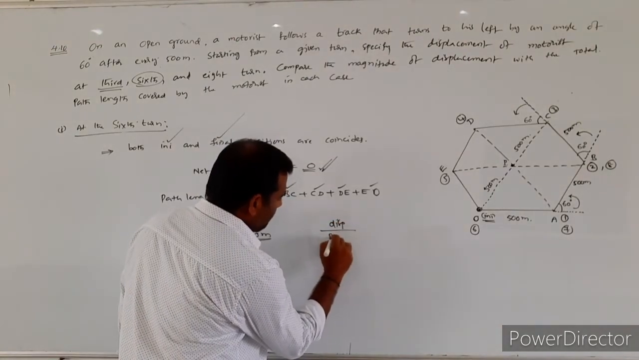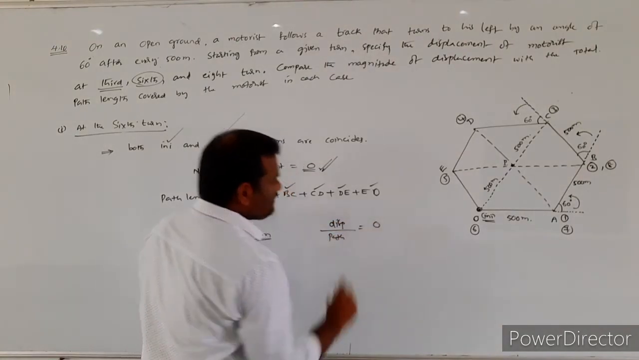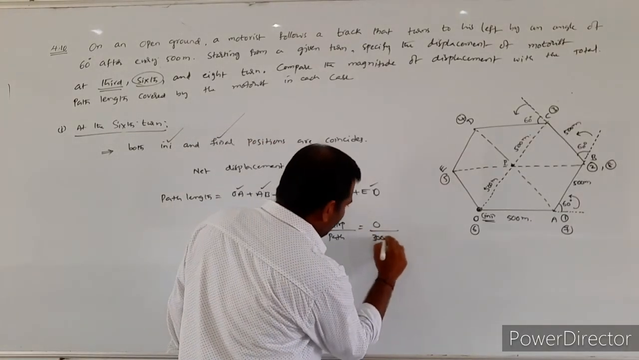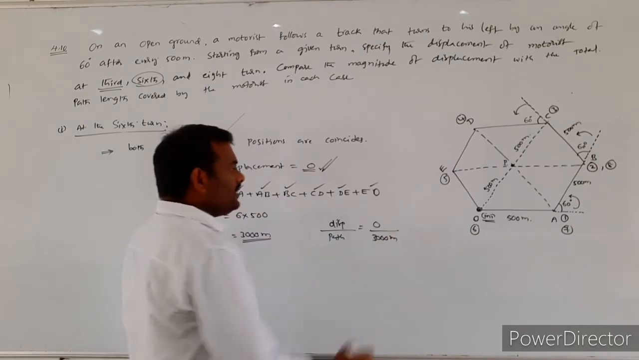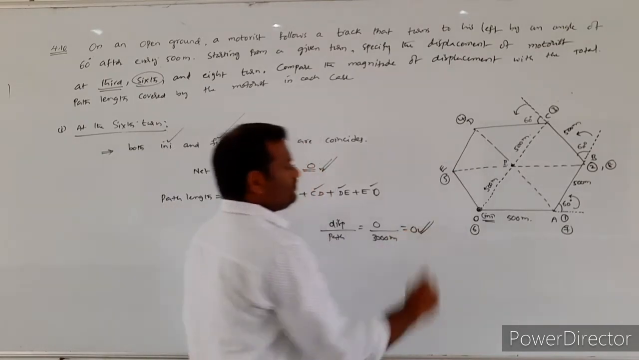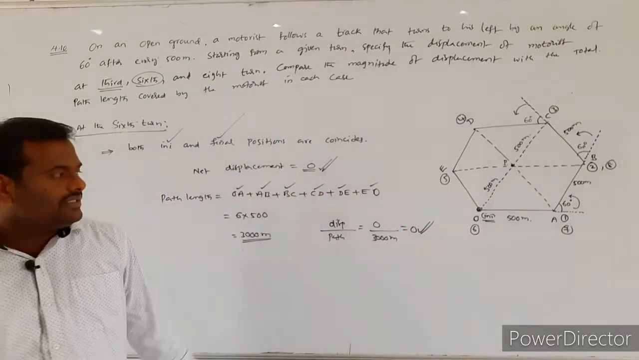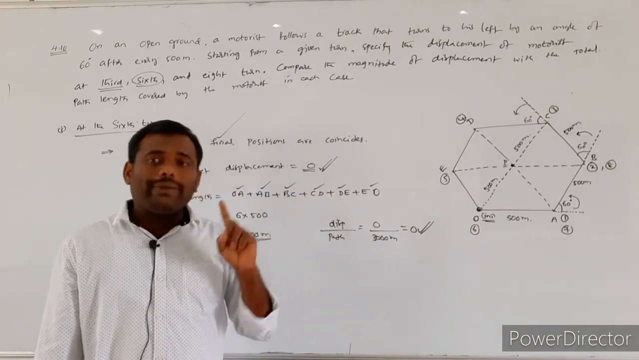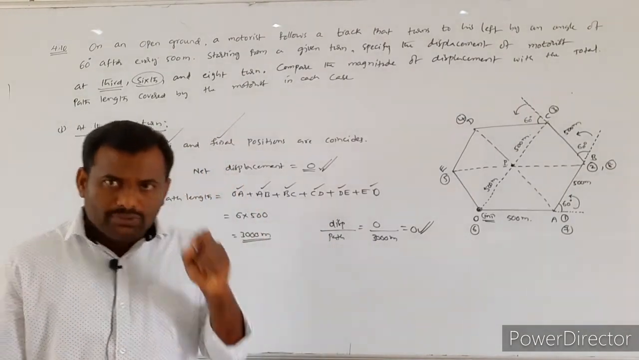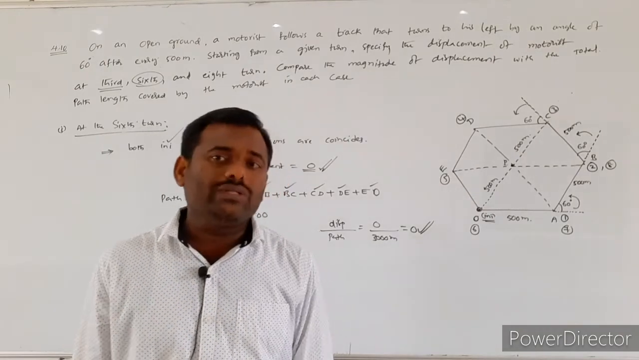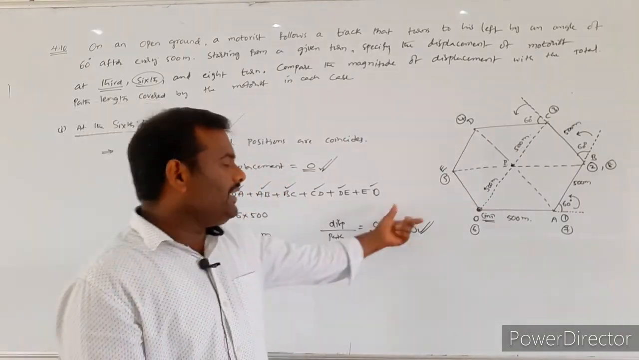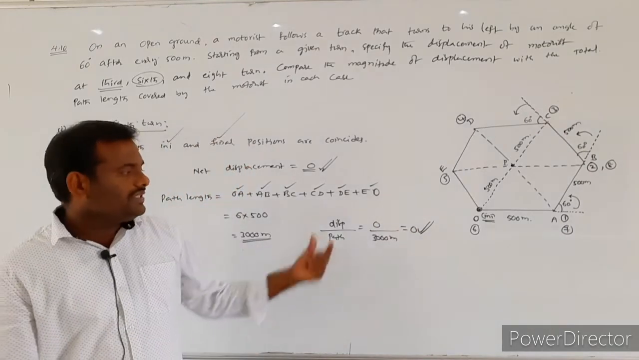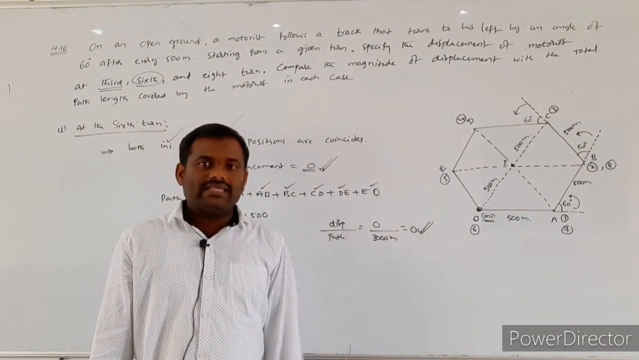If you take the ratio of displacement by path length, displacement value is equal to 0. Path length is equal to 3000 meters. 0 by anything is 0. So the ratio of displacement covered by the motorist to his total path length covered up to the sixth turn will be equal to 0. This is about the second case.